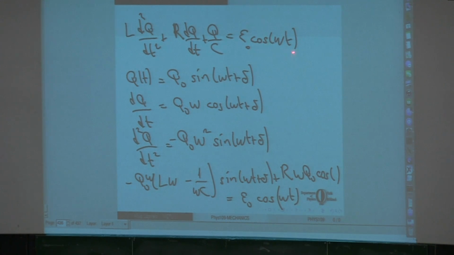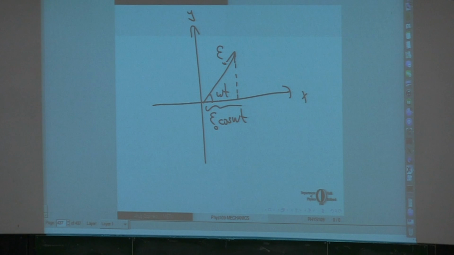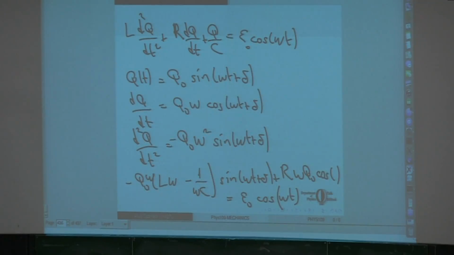Now, first of all, here we had this angle omega t. Here we have the angle omega t plus delta. So let me first write that vector. Here I have another vector. This angle over here is delta. If you look at this term, r times dq by dt, or r times I, it is q0 omega times cosine of omega t plus delta.